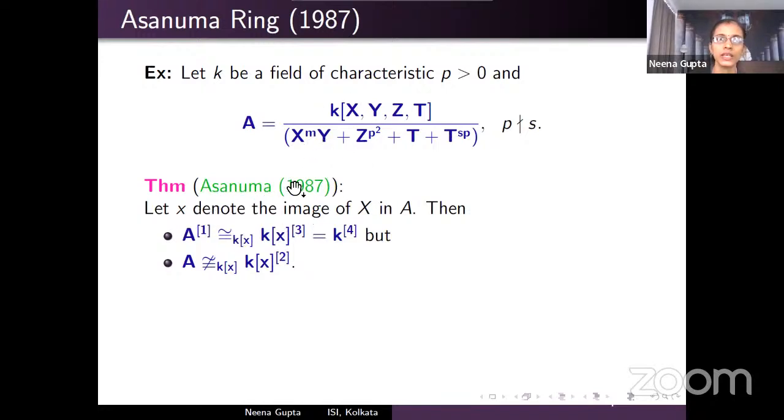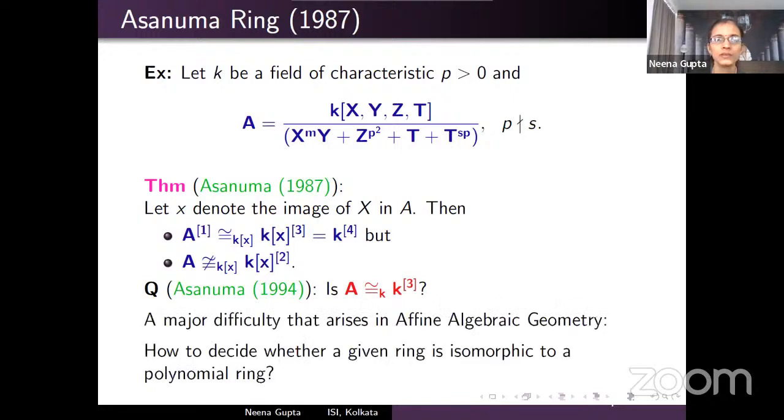Asanuma proved that this ring A is a stably polynomial ring. That is, after adjoining one variable to this ring, this becomes a polynomial ring in 4 variables. And this ring A is not a polynomial ring over the subring K[x]. He again revisited this ring in 1994 in the context of the linearization problem. And there he posed the problem: whether this ring A is a polynomial ring over the base field K. A major difficulty in the area of affine algebraic geometry is to decide how to show that a ring is a polynomial ring or not. So this is one of the most difficult parts, whether a ring is isomorphic to a polynomial ring.